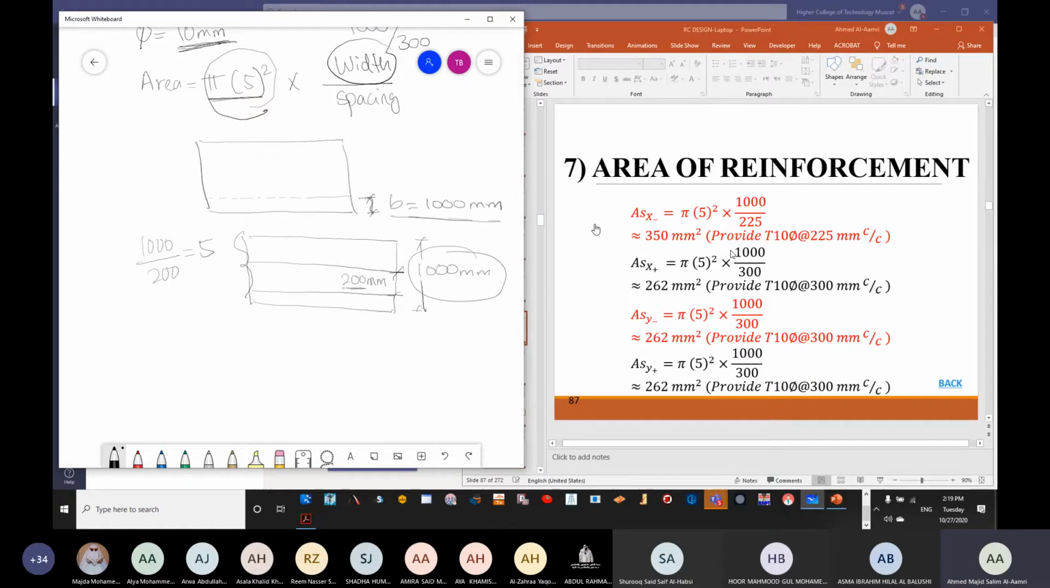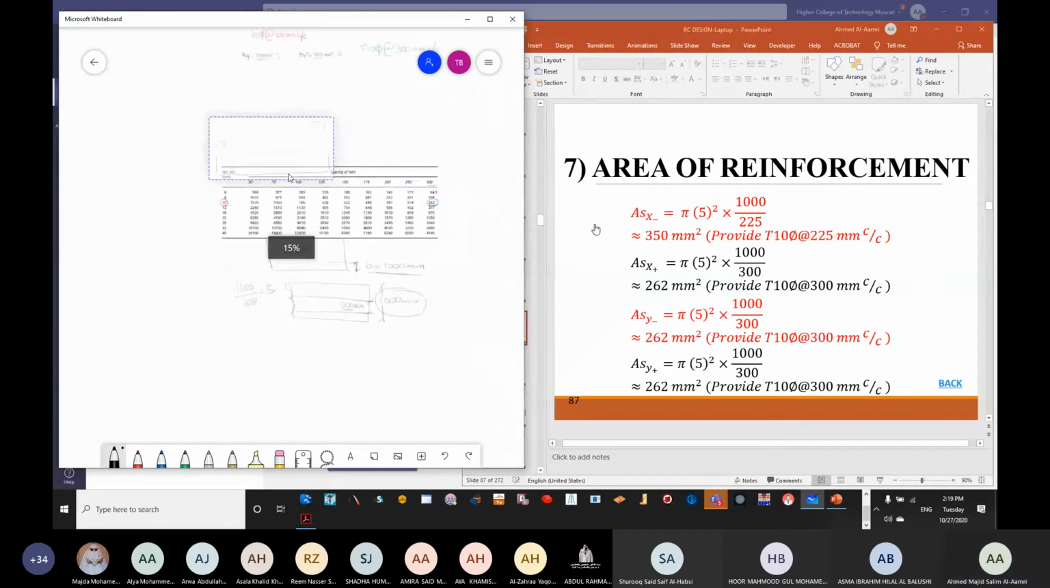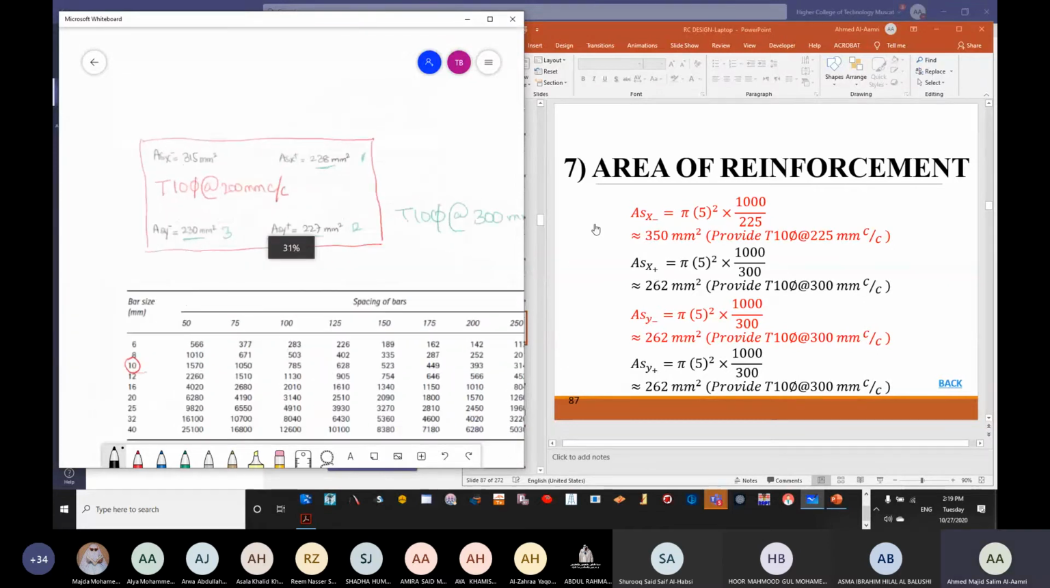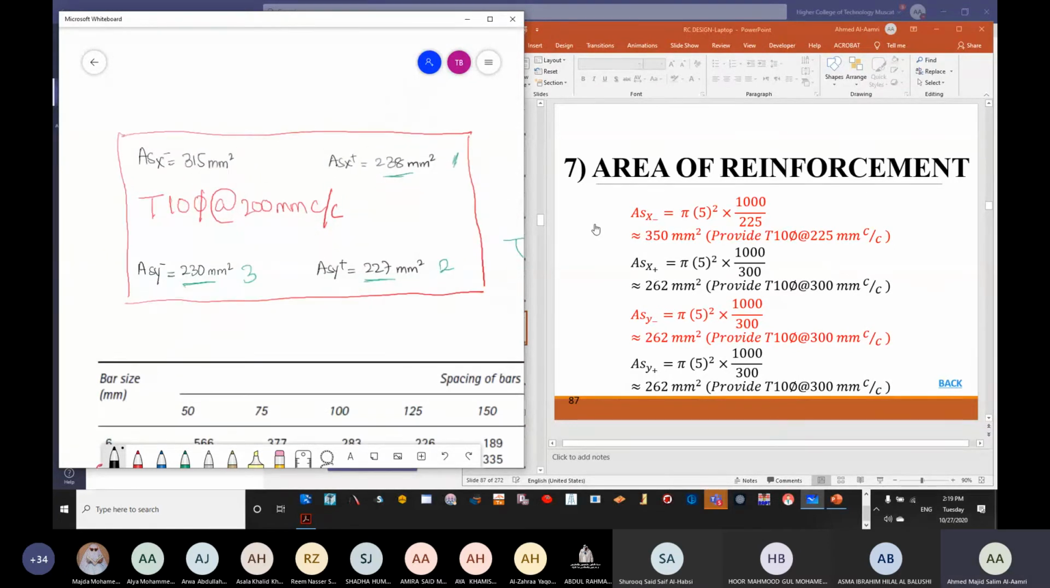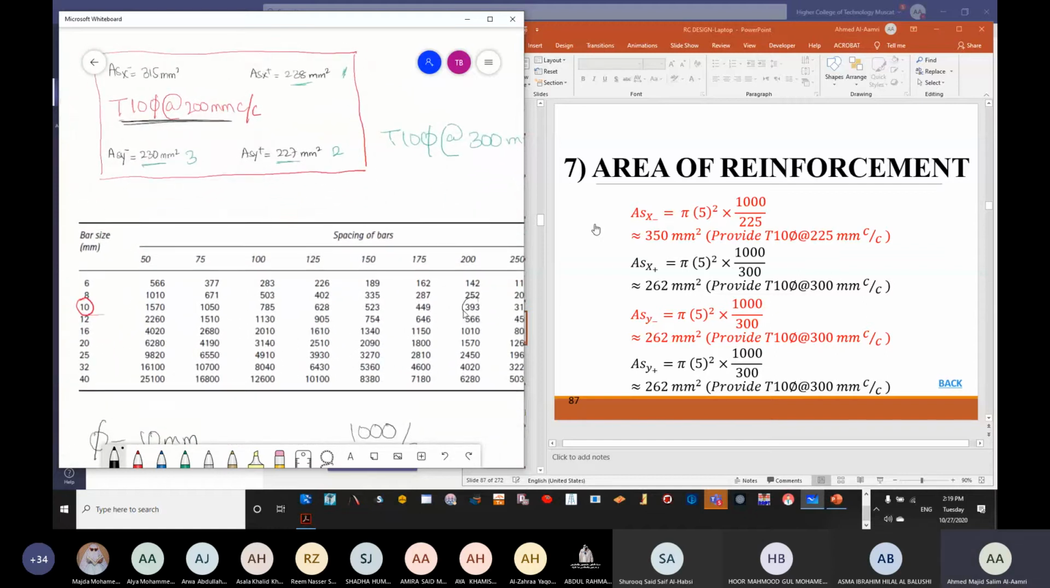Where you can see the calculation here, I didn't use a table. You can see that I have used πr² multiplied by 1000 divided by the assumed spacing. So for example, here, how much we have used? If you go and see, according to the table, we have used T10 at 200 mm.